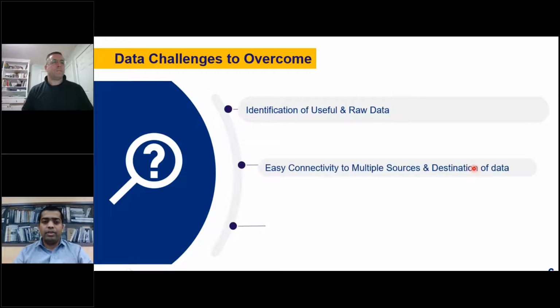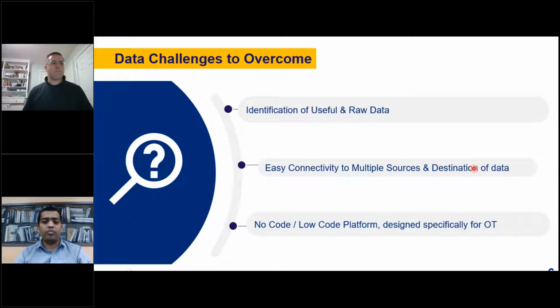Second challenge is how easy it is to connect to the multiple sources of data, because the manufacturing environment systems are already commissioned. They are doing their own work, like control systems, SCADA, PLCs. And these systems, we need to now connect to. So we need some tool which will be able to easily communicate with these systems and pull out the data, and also share the data with the other consumer systems.